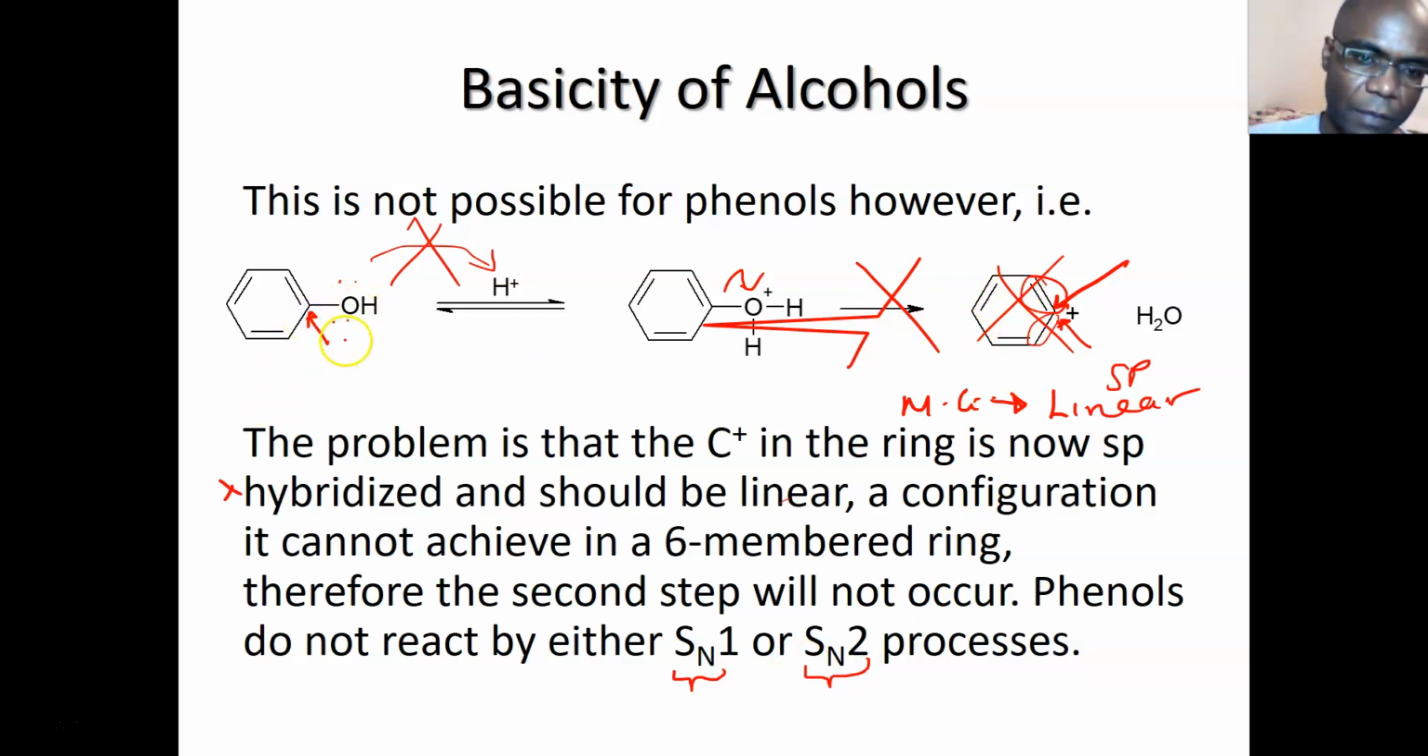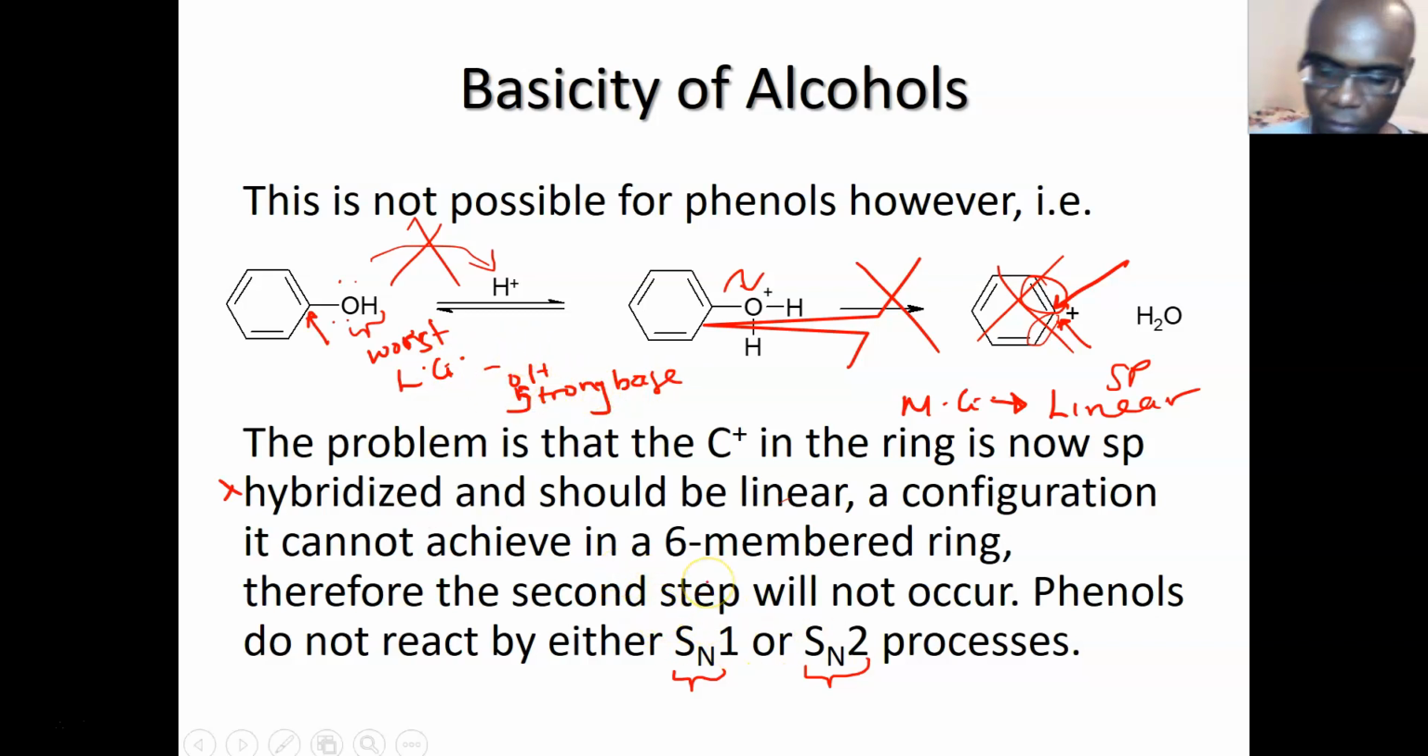is carrying a group that's a bad leaving group. That one is one of the worst leaving groups, because if it leaves, it's going to make OH minus, which is a strong base. And what did we say about leaving groups? Leaving groups must form weak bases after they leave. So the OH of phenol does not do SN2 or SN1.